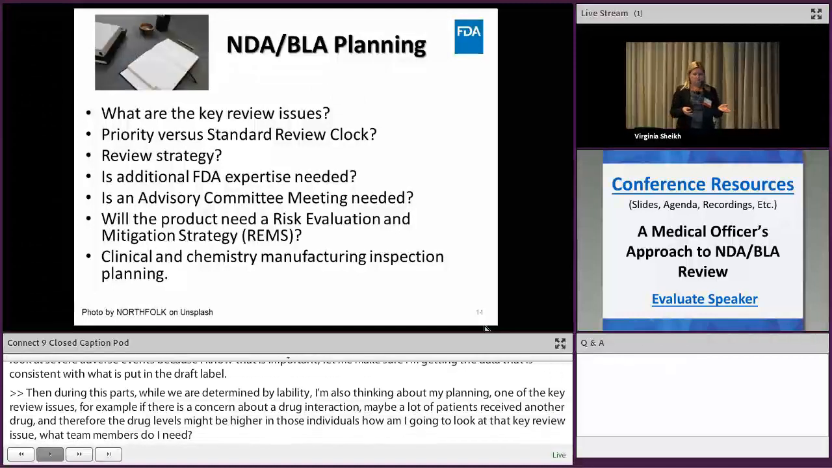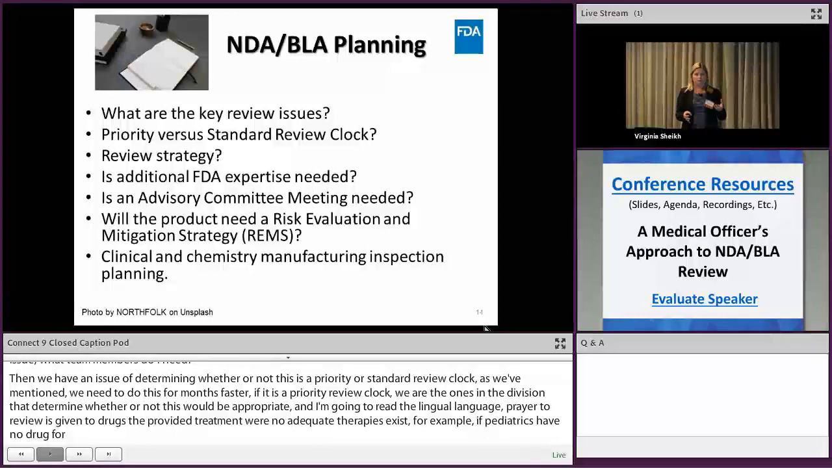Then we have this issue of determining whether or not this is a priority or a standard review clock. Now, as we've already mentioned, 4 months, we have to do this 4 months faster if it's a priority review clock. And we're the ones in the division that determine whether or not this would be appropriate. I'm going to read the legal language: priority review is given to drugs that offer major advances in the treatment or provide a treatment where no adequate therapies exist. So for example, if pediatrics have no drug to treat that disease, and that disease exists in children, then that would probably be something that would get priority review.